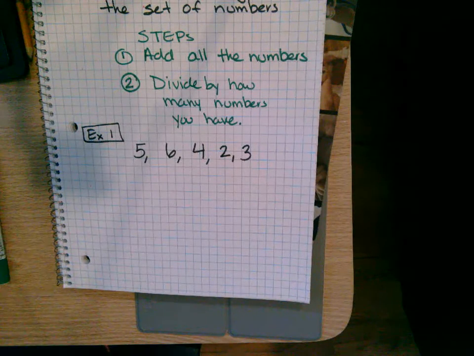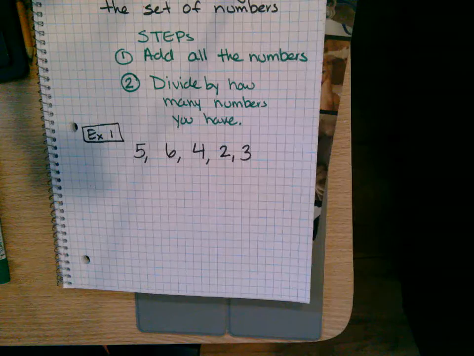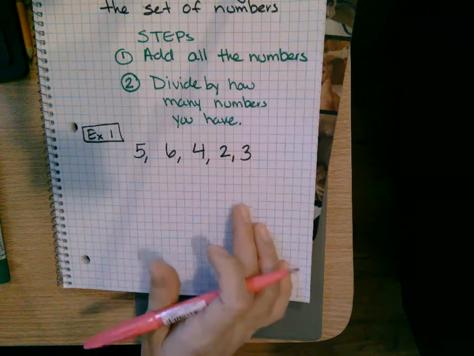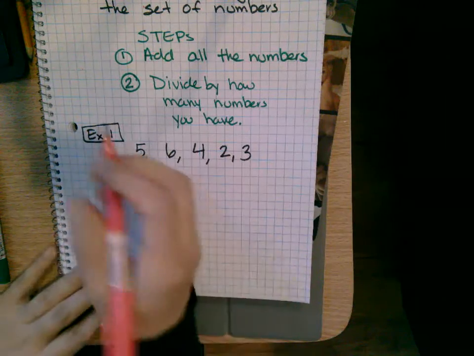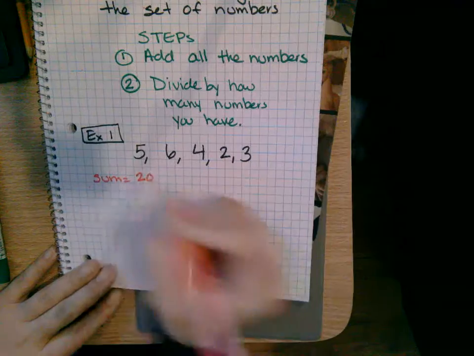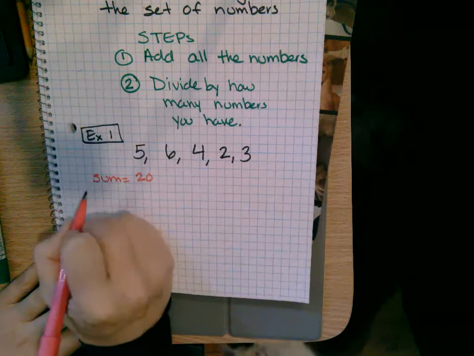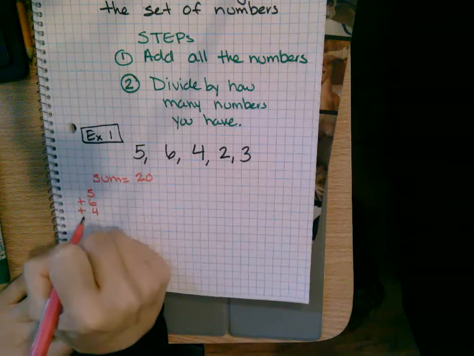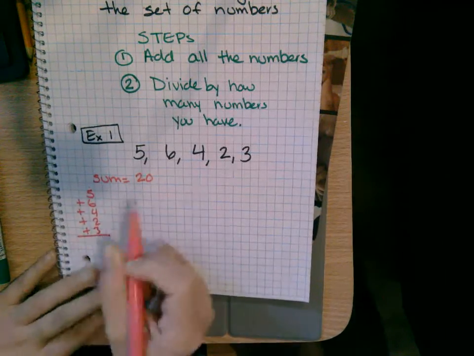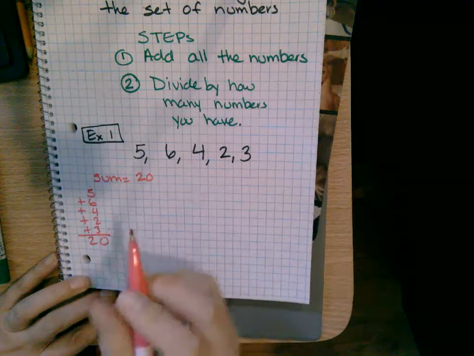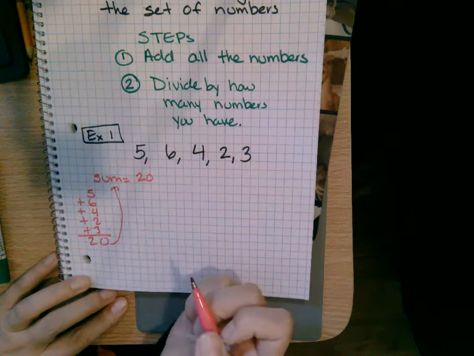Can someone tell me what you get when you add up all these numbers? 20. 20. Oh, you both said it at the same time. Fantastic. So we call that the sum. So the sum is 20. How did you guys get 20? That's when you added 5 plus 6 plus 4 plus 2 plus 3. When you add up all these numbers, we get 20, right? And that is called your sum.